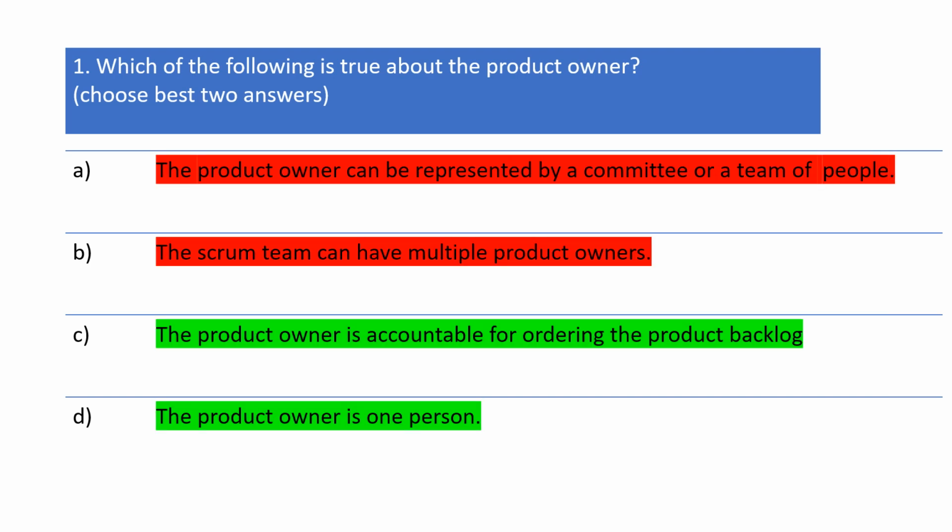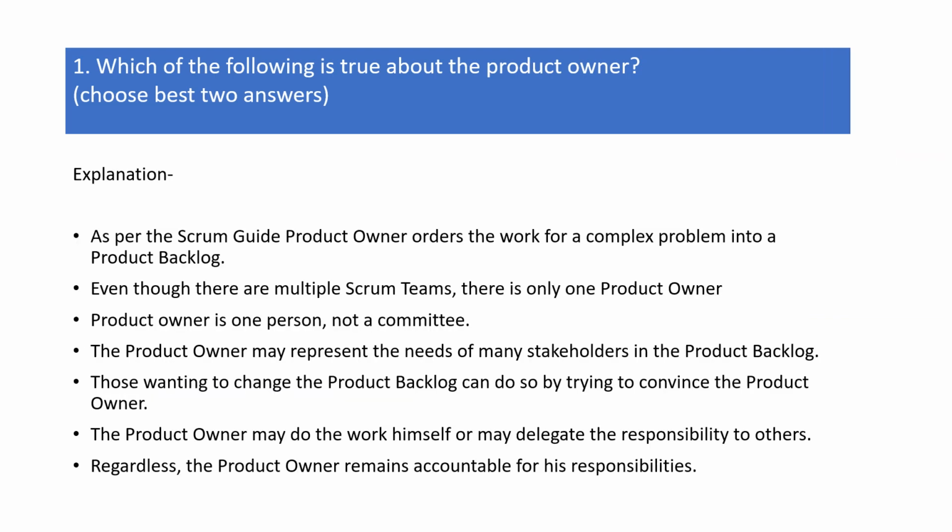You can see the right answer on the screen. It is option C and D. Let us see why the answers are option C and option D. As per the Scrum Guide, product owner orders the work for a complex problem into a product backlog. Even though there are multiple Scrum teams, there is only one product owner. Product owner is one person, not a committee. The product owner may represent the needs of many stakeholders in the product backlog.